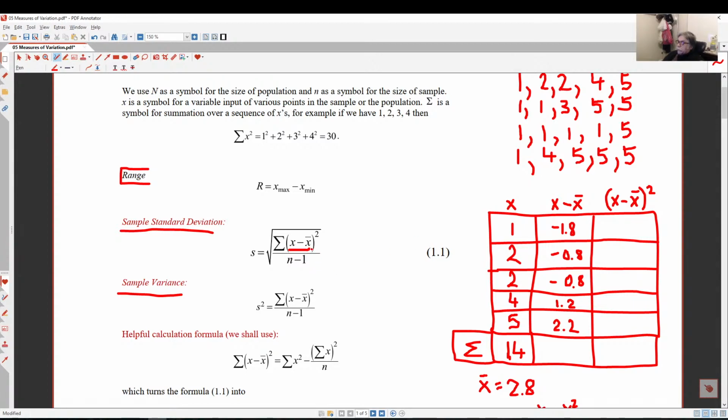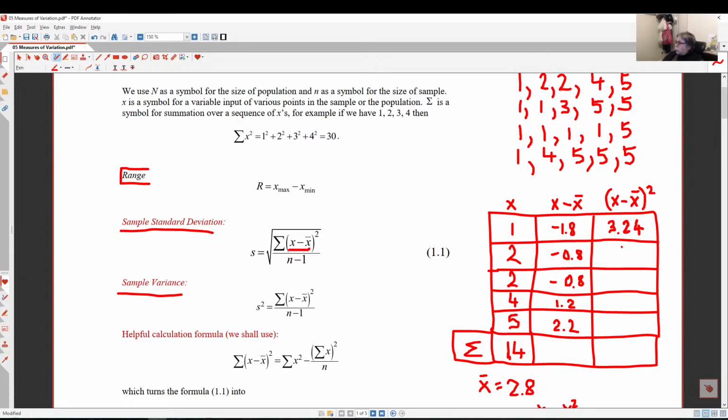Now the formula also requires that you square all of that. The square is to get rid of the minuses. The alternative would be absolute value, but that is difficult to work with. So if I square all of that, the first one squared is 3.24.